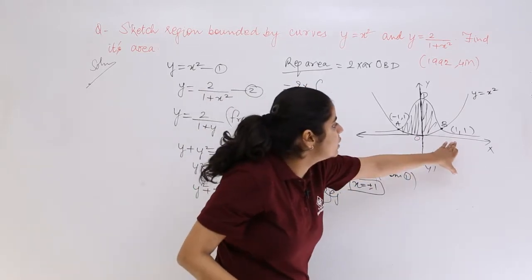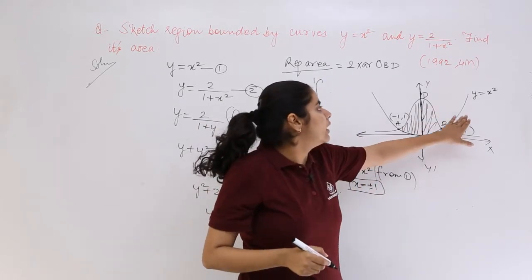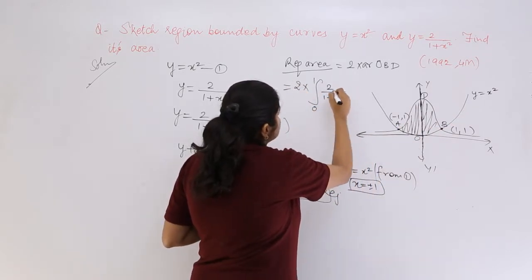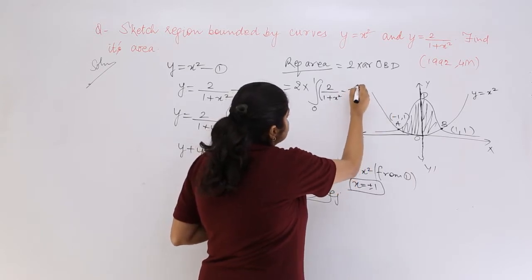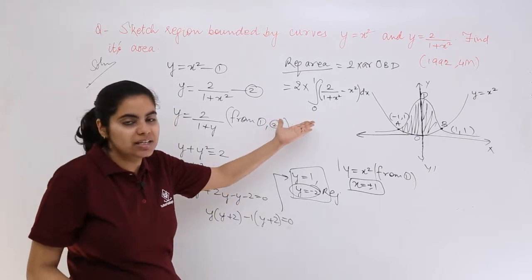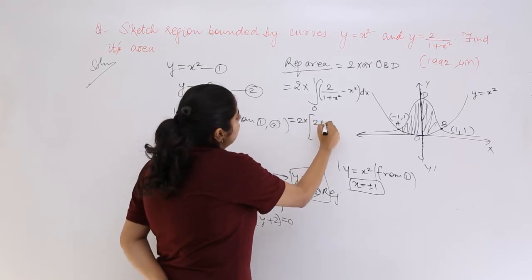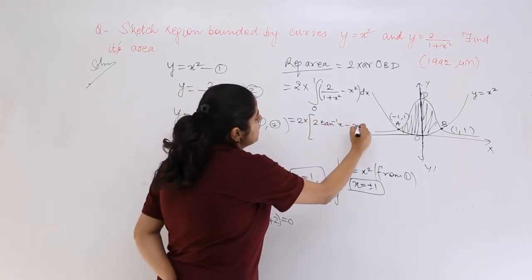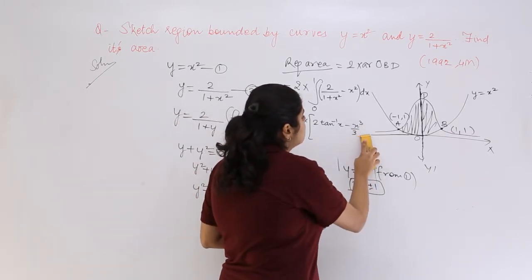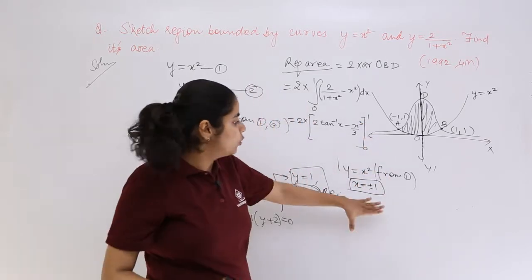How to obtain OBD? From 0 to 1. y2 minus y1, the upper one is y2. So the integral from 0 to 1 of 2/(1 + x²) minus y1, which is x², dx. What should be the answer? Simply, I can find the answer here itself. So I write 2 multiplied by [2 tan⁻¹x − x³/3], and you have to put the limits 0 to 1.